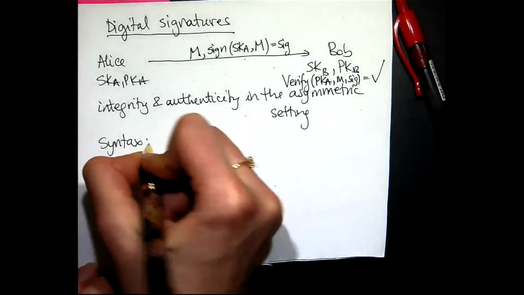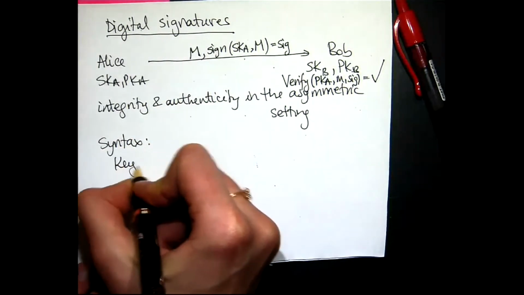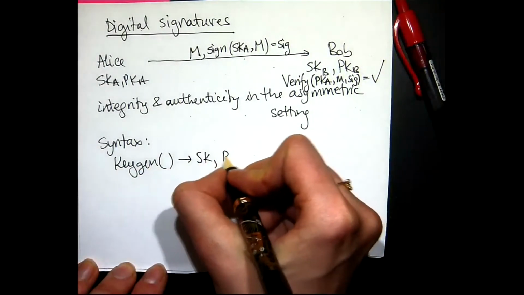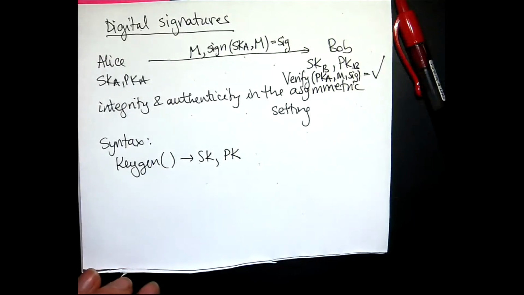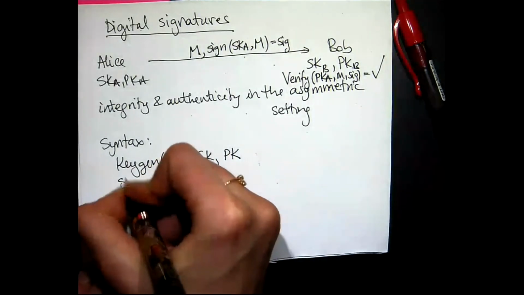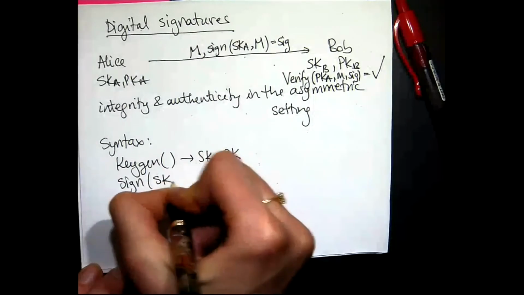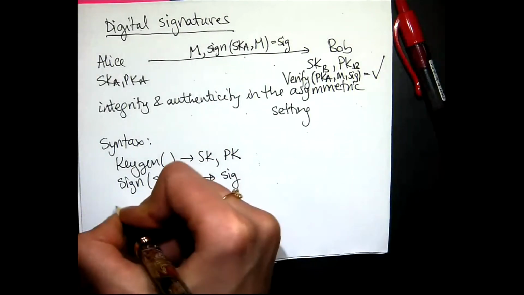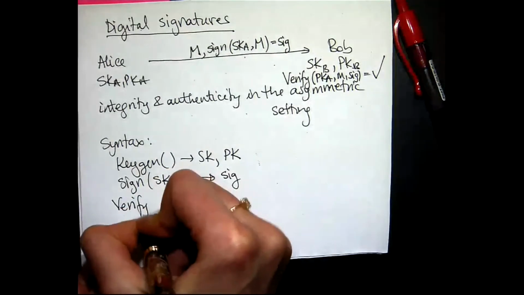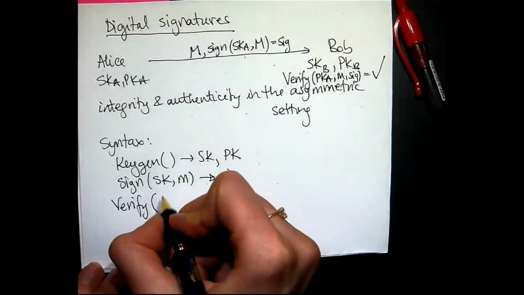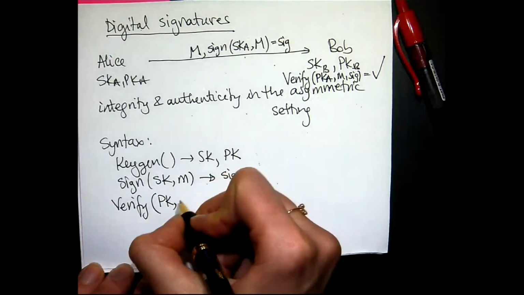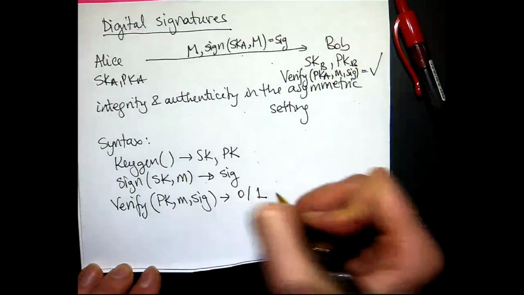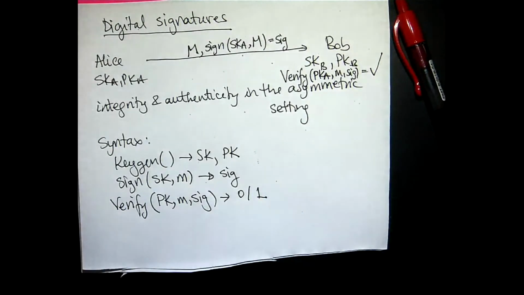So for the syntax, we have the following. We have the key generation algorithm that produces a secret key used for signing and the public key used for verifying. Then there's the signing algorithm that uses a secret key and the message M and produces a signature. And then there's the verify algorithm that uses the public key, the message and the signature, and outputs 0 or 1 if the signature verifies.